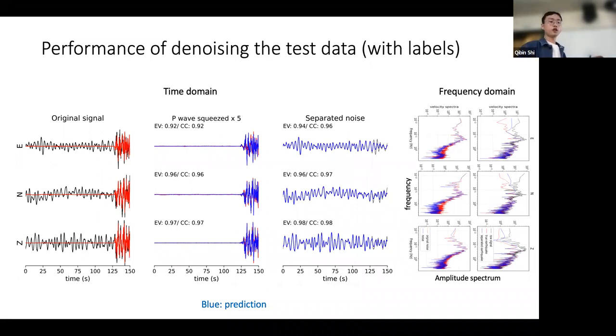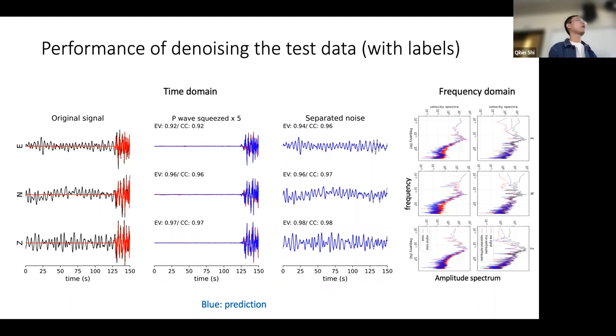So after training, we test the performance on the test data. Those test data also have labels, but they never participate in the training. So they are new data to the model, but we have labels. The left panel shows the original waveform. The black is the man-made noisy waveform, and the red is the label. After we input the data to the model, it predicts the blue waveforms as the P wave and as the noise. We plot the predicted waveforms with the labels. They look very similar. We also look at the spectrums of the label waveform and the predicted waveform. They also look very similar. So this is an example.